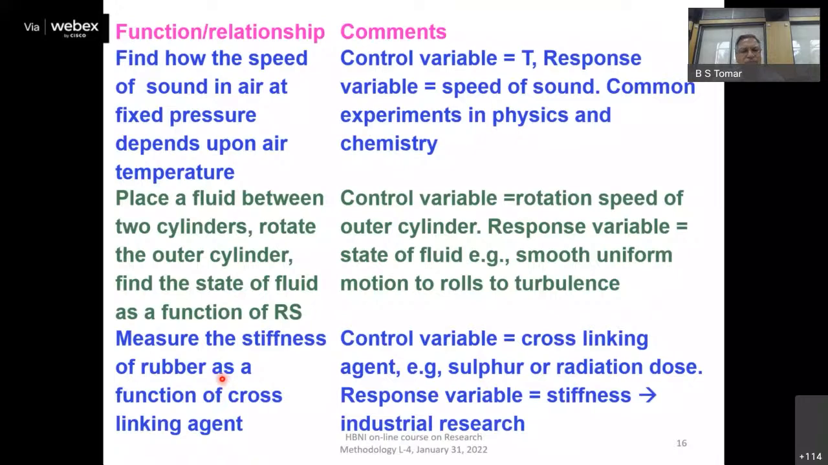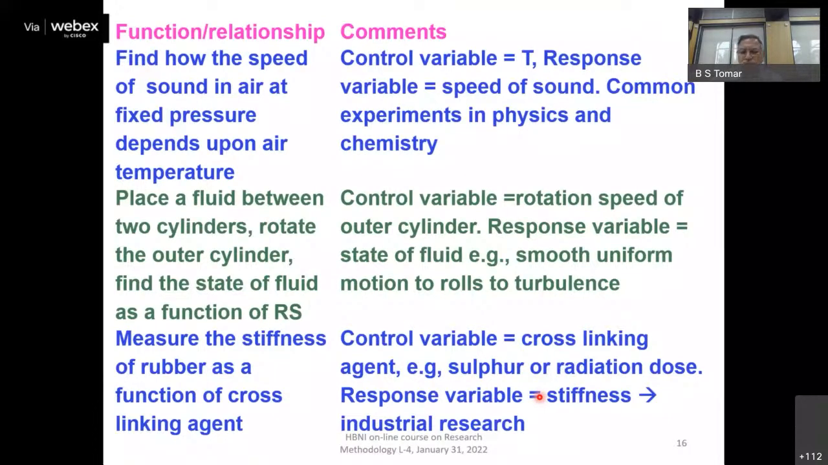Similarly, another example is to measure the stiffness of a rubber as a function of cross-linking agent. You can make the rubber stiff by using sulfur or by irradiating with gamma rays or electrons. So the control variable is the cross-linking agent, like sulfur or radiation dose, and the response variable is stiffness. In industrial research, this is widely used. You want to find out how much radiation dose is optimum; first of all, you want to confirm whether the radiation causes stiffness of rubber.